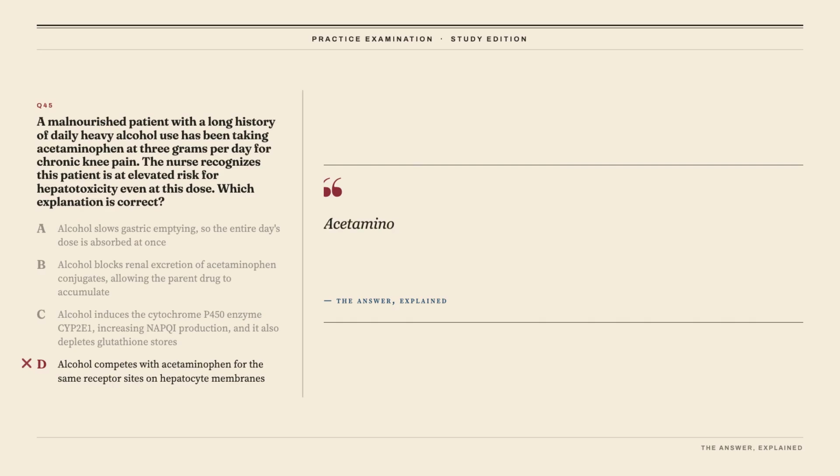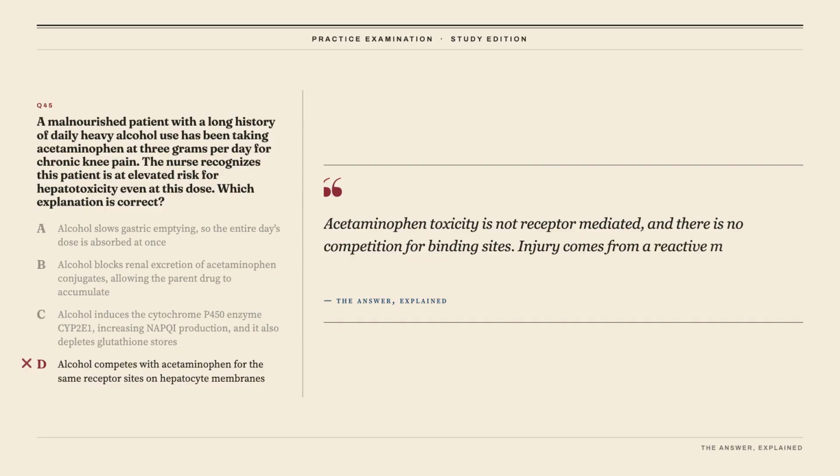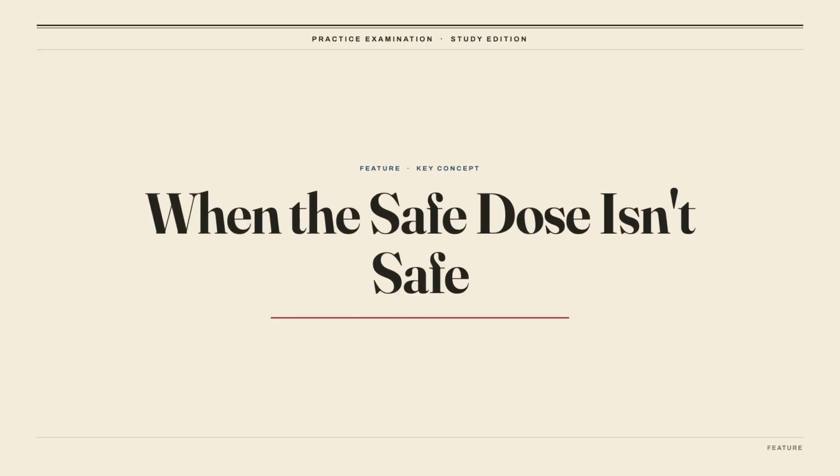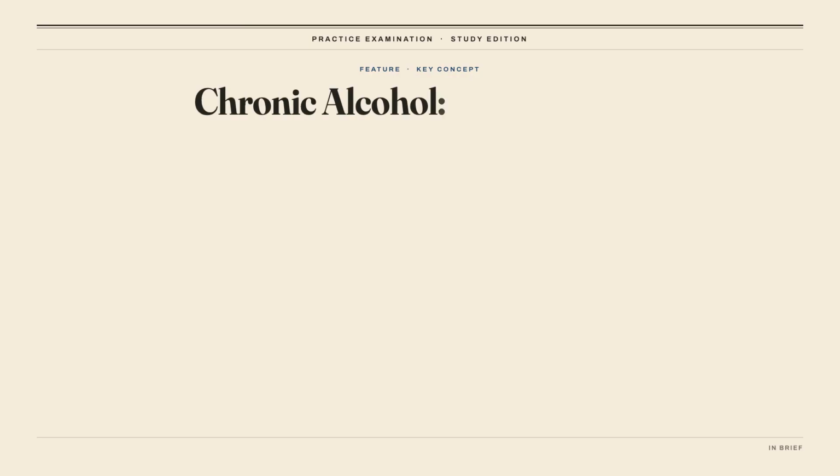D is wrong because acetaminophen toxicity is not receptor mediated, and there is no competition for binding sites. Injury comes from a reactive metabolite attacking cellular proteins. A patient taking 3 grams of acetaminophen a day, well under the 4 gram ceiling, can still develop liver injury. The dose wasn't wrong. What was wrong was assuming the ceiling applies the same way to everyone.